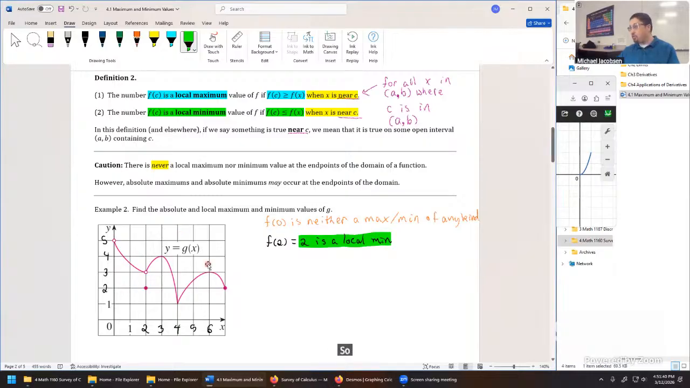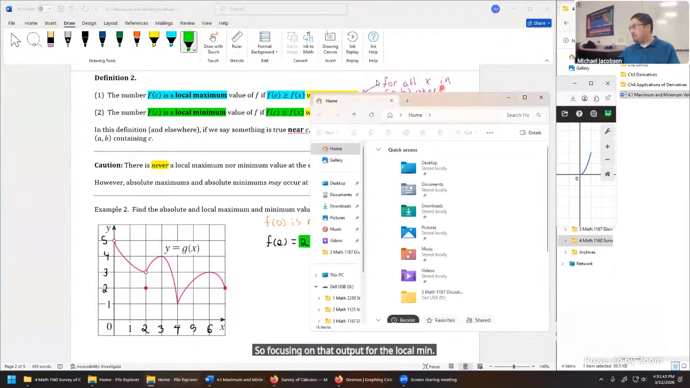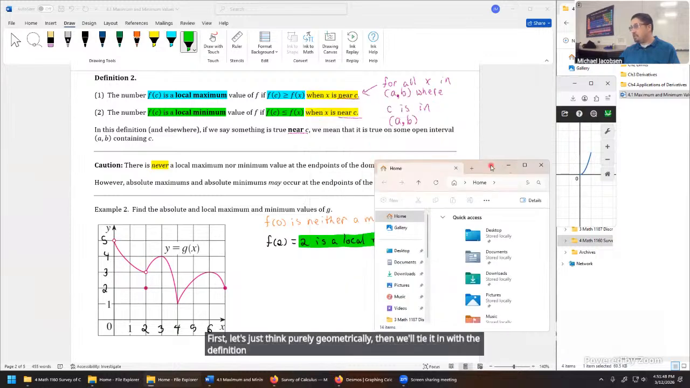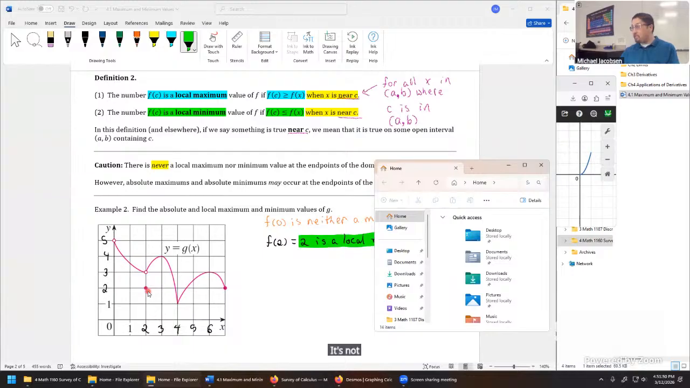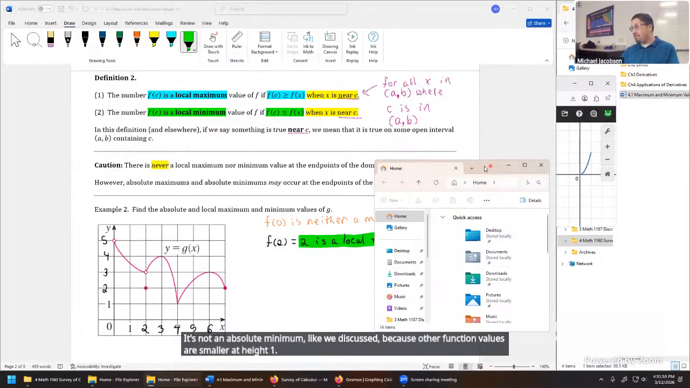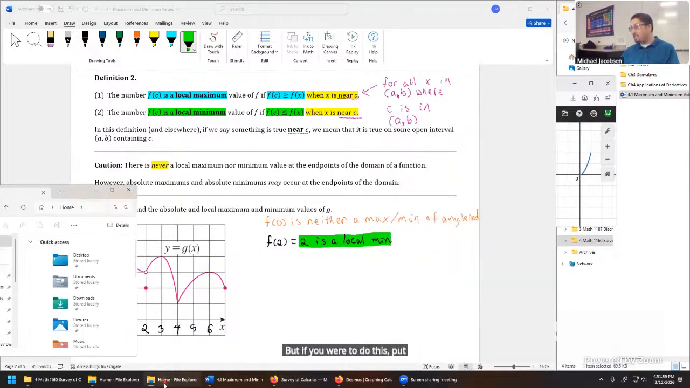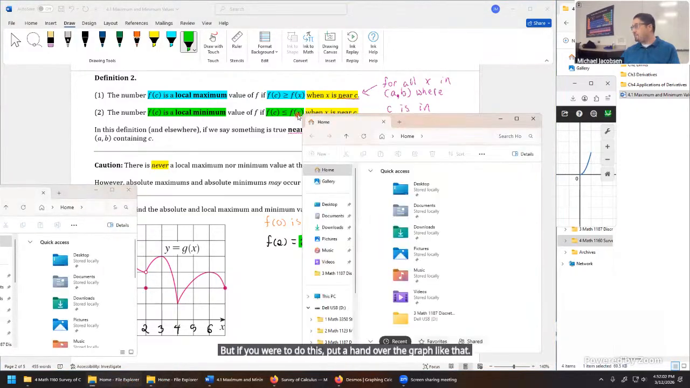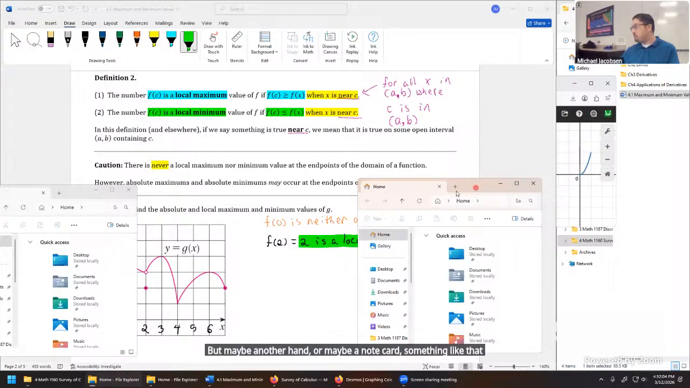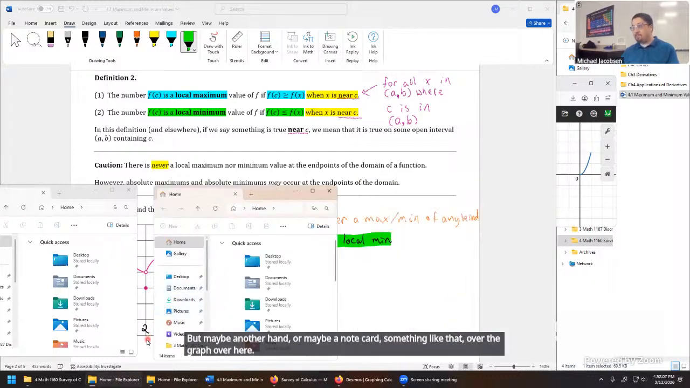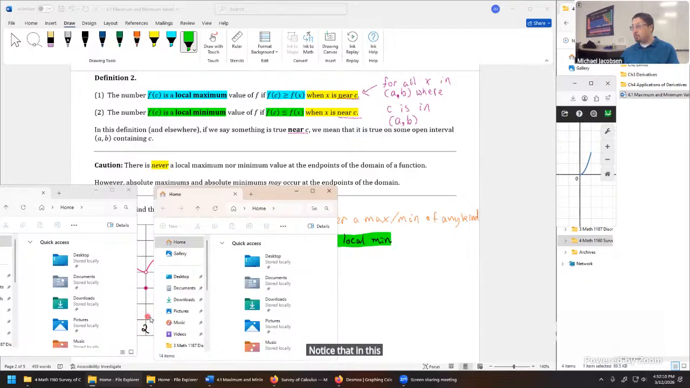So focusing on that output for the local min, here's one way to think about it. First, let's just think purely geometrically, then we'll tie it in with the definition as well. It's not an absolute minimum like we discussed because other function values are smaller at height 1. But if you were to put a hand over the graph like that, put maybe another hand or a note card over the graph over here, notice that in this nearby region, locally around 2, or when x is near 2, the values are always higher until you hit 2 itself.